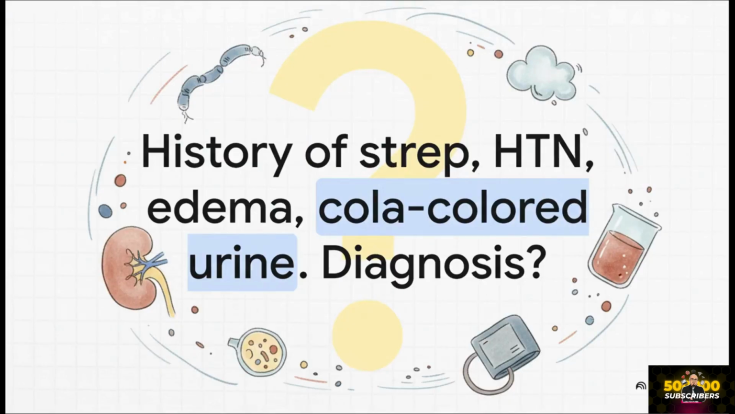And that brings us to our final thought. Let's put everything we've talked about into practice with one last classic scenario. You have a patient who had strep throat a couple of weeks ago. Now they come in with high blood pressure, they're swollen, and they tell you their urine looks like cola. So which condition is the most likely diagnosis? I'll let you piece that puzzle together.